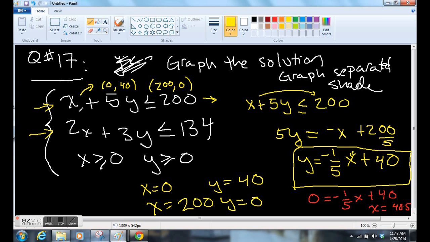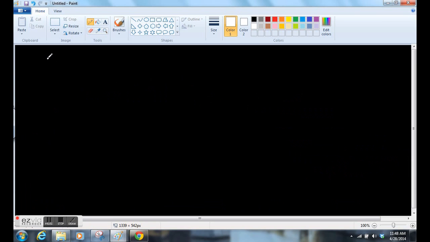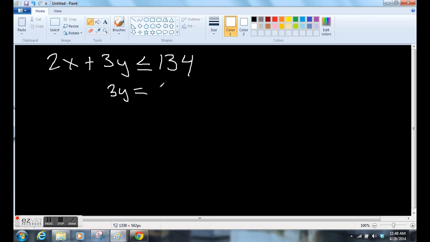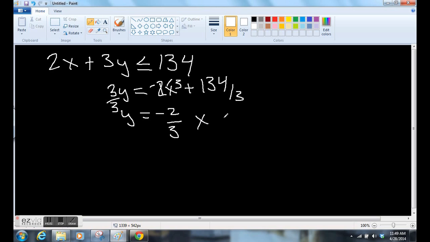I'm going to work on this next equation. 2x plus 3y is less than or equal to 134. You're going to do the same thing and find the boundary for this one. So first we'd say, what would the boundary line be? That would be negative 2x plus 134, divide everything by 3. I get negative 2/3 x plus 44.66. That's not very satisfying. I like round perfect numbers, but that is in fact 134 divided by 3.